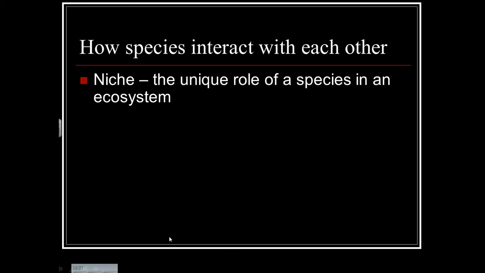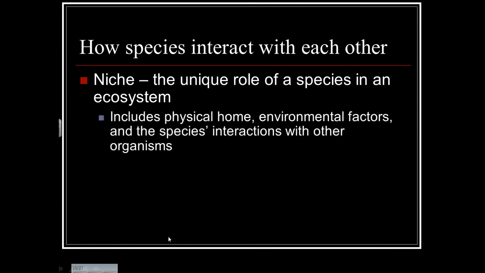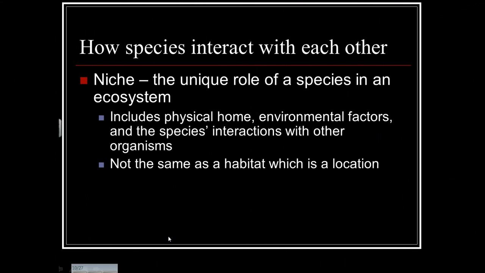Okay, and some people mix up the words niche and habitat, but it's a little bit different. The niche is actually the role that a species plays in an ecosystem. It includes things like its physical home, environmental factors, how the organism interacts with other organisms, okay? But it's that pattern of interaction that becomes its niche. So you don't just talk about the fact that you live someplace or that there are certain environmental factors where you live, but how are you interacting with other organisms, perhaps to work with those factors that are there already.